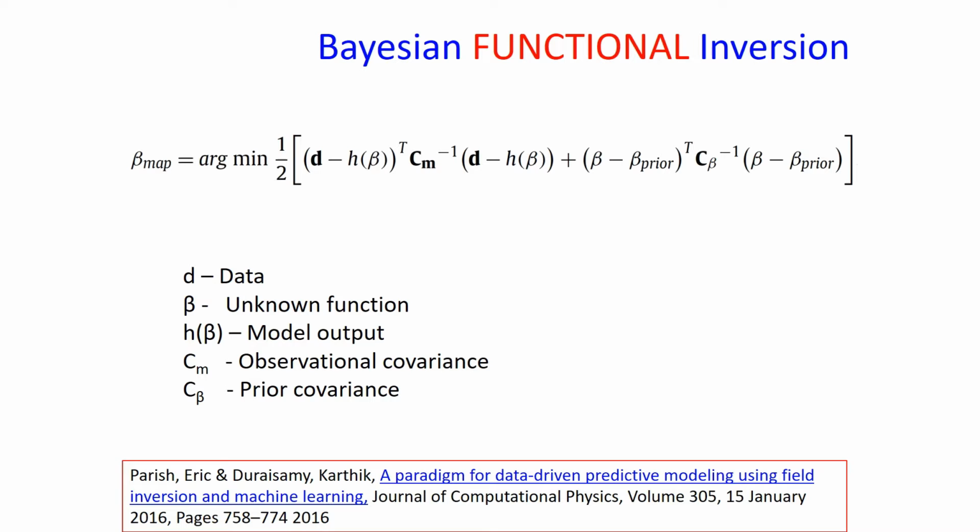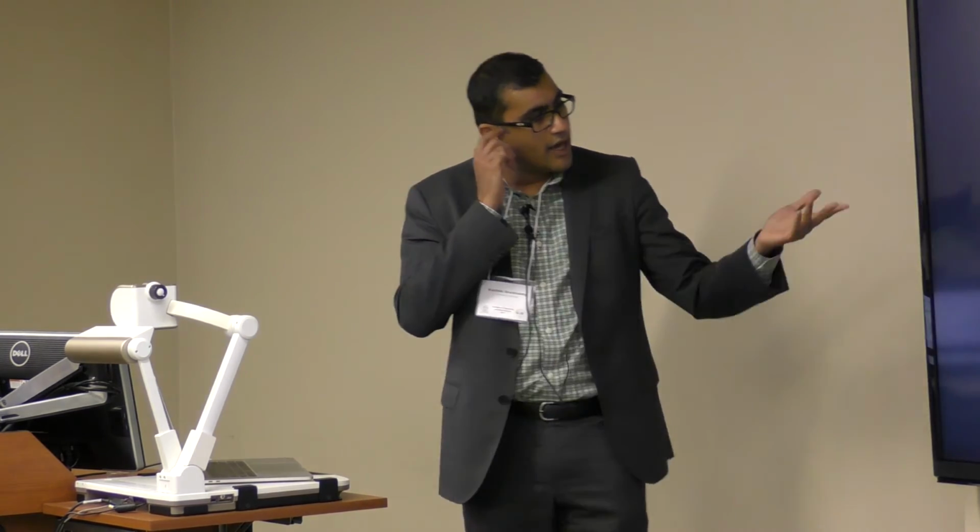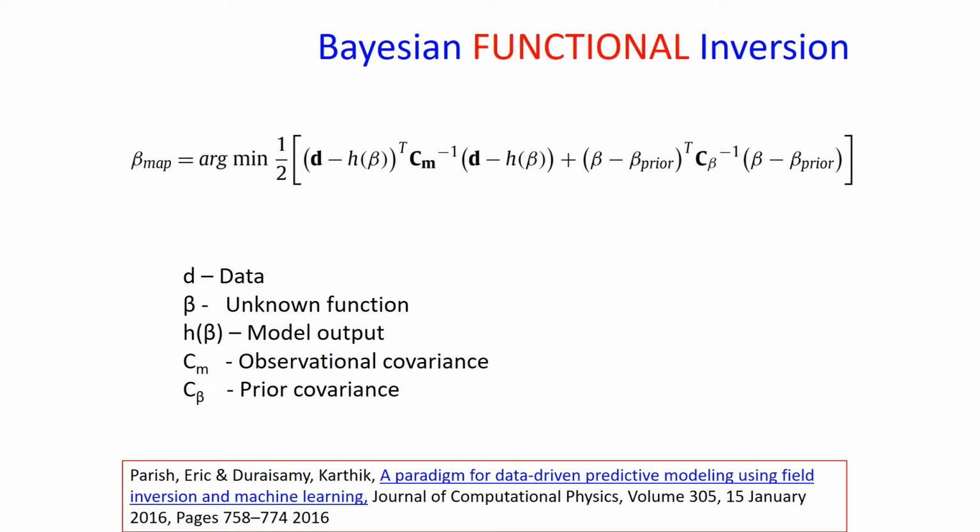The second slide that I showed, on discovering the advection diffusion, is essentially operator inference. But here I'm doing function inference. How do you set up the function inference? You have some data that's available. Beta is your unknown function that you are trying to infer. You have model output. And then you have your observational covariance and your prior covariance.